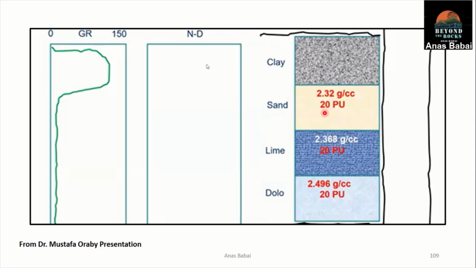We assume that those three lithologies have the same porosity, which is 20 porosity units, but they have different densities, of course. This is the gamma ray. We know that the gamma ray will be high opposite the clay, but will be very low for sand, limestone, and dolomite. But now let us see how density and neutron will react.